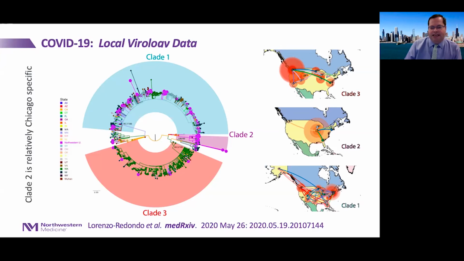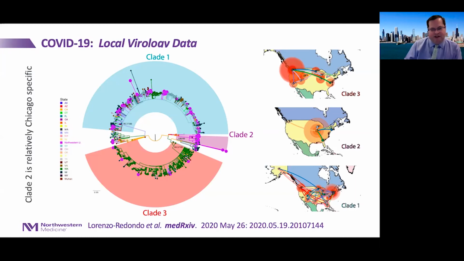Clade 3 is the virus that emerged, came from China into the Washington state area, and then was transmitted beyond that. Interestingly, though, we also identified clade 2. This virus appears to be relatively unique to the Chicagoland area. There have been some exports from the Chicagoland area, but likely developed here in Chicago, and may be a precursor of one of our early introductions.